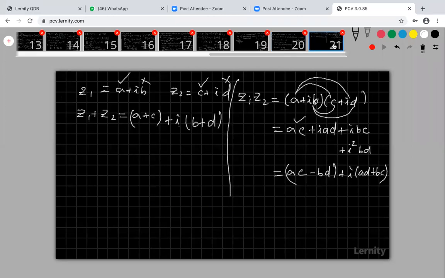Are you okay, Well? So addition is only adding the real parts and the imaginary parts. Yeah. Any other doubt?